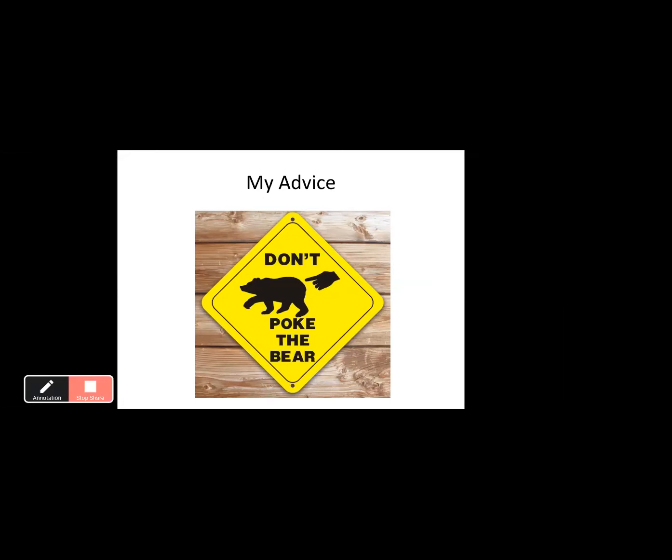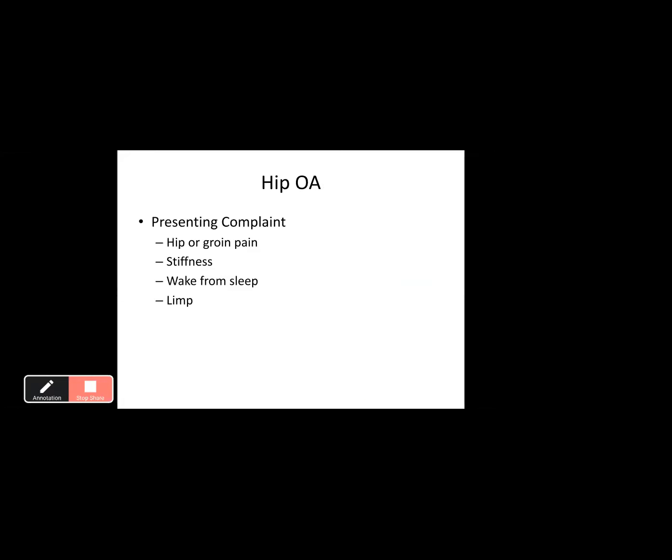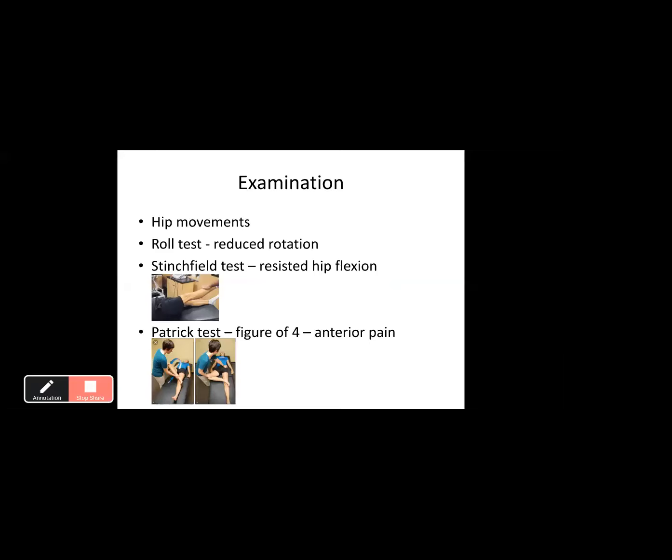Okay, so this is pretty much a guarantee that you're going to get asked a question about hip osteoarthritis. Patients come in with hip pain or groin pain, they're complaining of stiffness, it's waking them from sleep, they have a limp. This is very, very common. We have to do a history where we get all of that information, and then we do an examination. The examination really is look, feel, move. So you look at them walk, they walk with a painful antalgic gait or a stiff leg gait, and they may have a slight Trendelenburg gait.